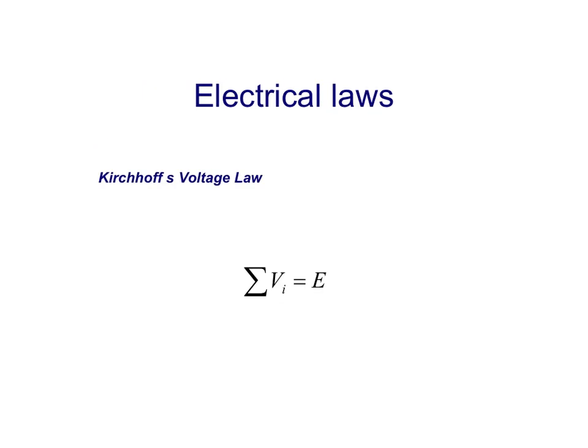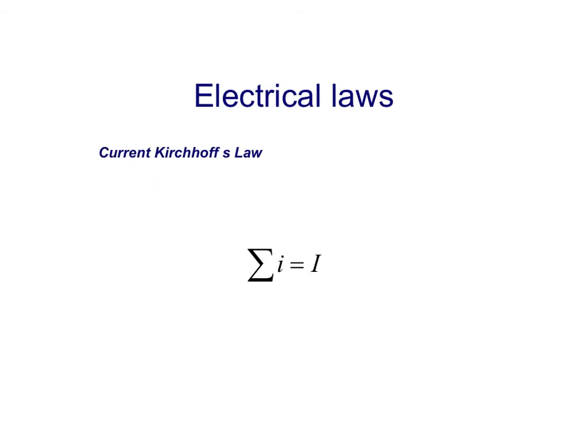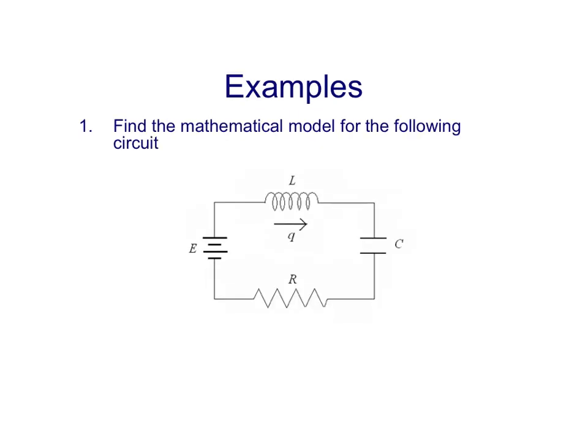As experimental laws, we have Kirchhoff's law of voltage, which says the sum of all the voltages in the circuit is exactly the same as the source of the circuit, and Kirchhoff's current law, which says that the sum of all the currents in the node is equal to the output current. So let's do some examples.